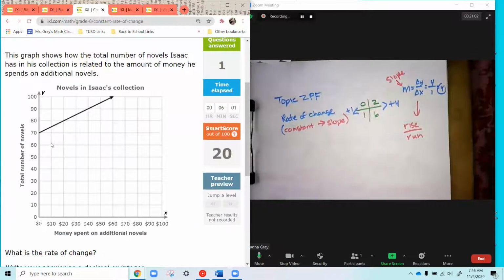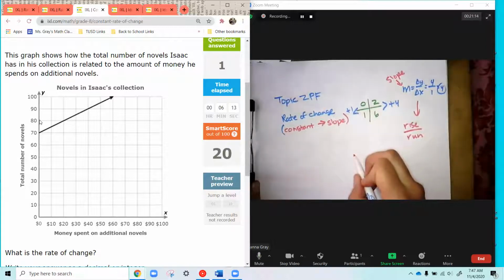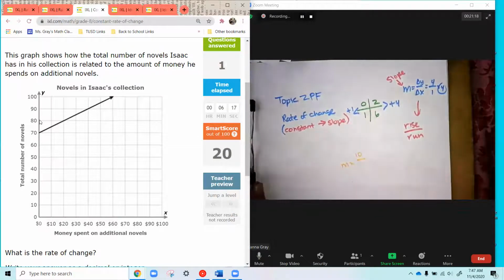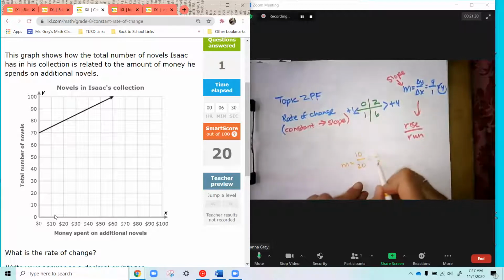So like on this one, if I want to just count them, I'm starting here at the 70, right? And then I'm going to go up 1 box, which counts as 10. And then I'm going over 2 boxes, which counts as 20. So if I reduce that, it ends up being 1/2.